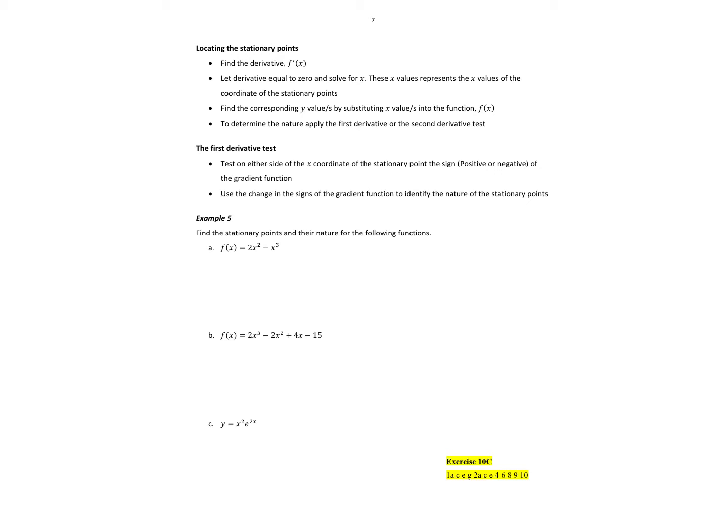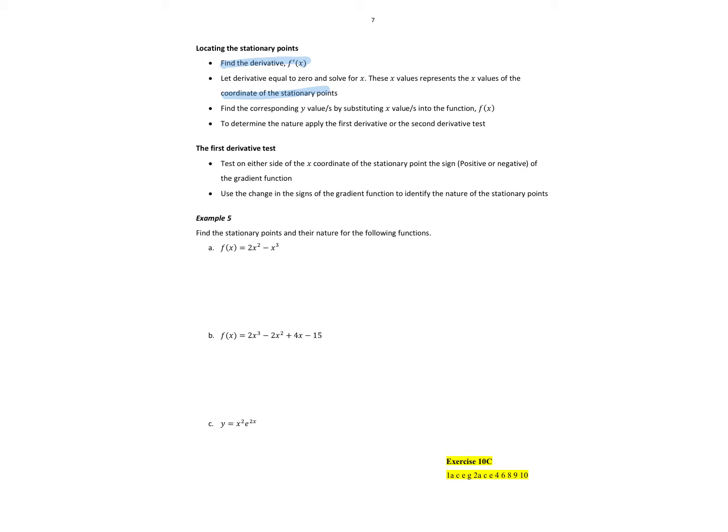So in terms of locating it, there's no surprises. We find the derivative. So we want to find the derivative, f dash of x, and we want to put f dash of x equal to 0. That will give me the x values of the stationary points. What I then want to do is find the corresponding y value, and then that gives me the actual coordinate of my stationary point.